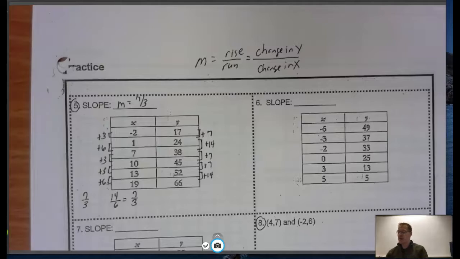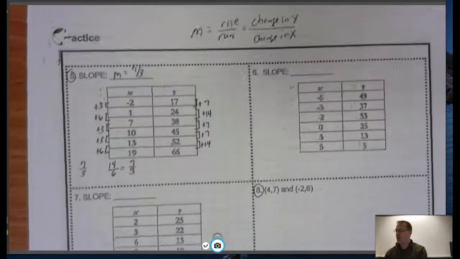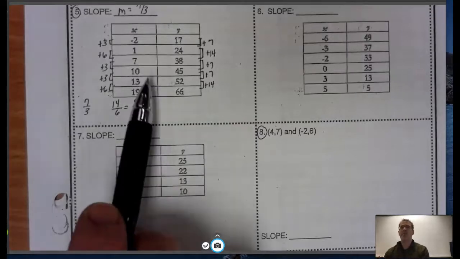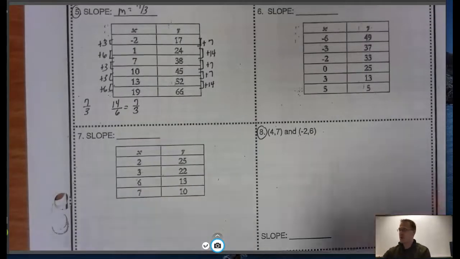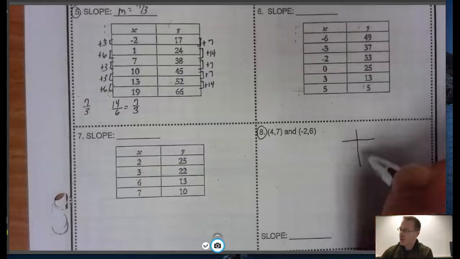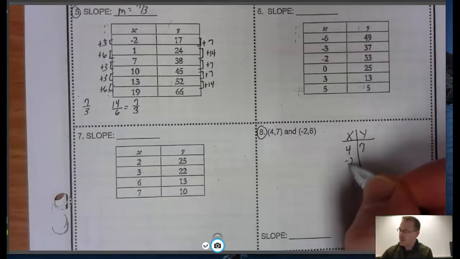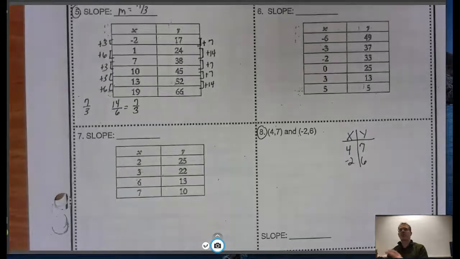Now let's jump to problem 8. So notice we're just given 2 points. Well, if we're given 2 points, what we want to do is make it like this problem again. We just want to make a quick XY table and throw those points into that table. So we have 4, 7, and we have negative 2, 6, like this. And we want to do this exact same thing that we just did. We want to find the change in y and the change in x.